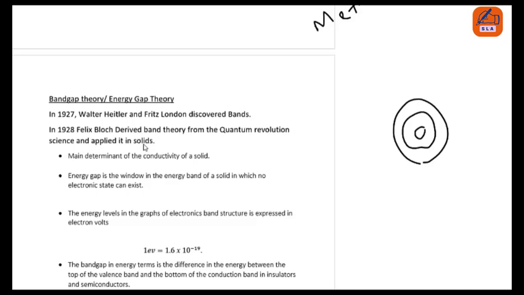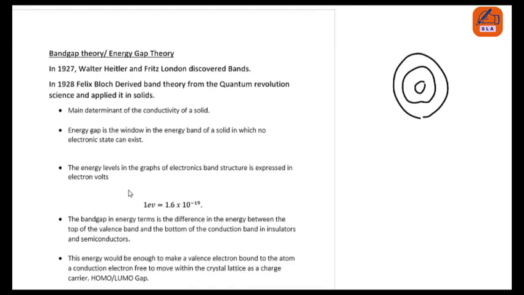So this guy Felix Bloch, considering the power of quantum physics and quantum mechanics, tried to derive the theory and explain the band theory in solids. So he applied the basic quantum revolution science to solids. And guess what? It worked perfectly. It explained everything in detail, more than what Heitler et al. tried to explain.